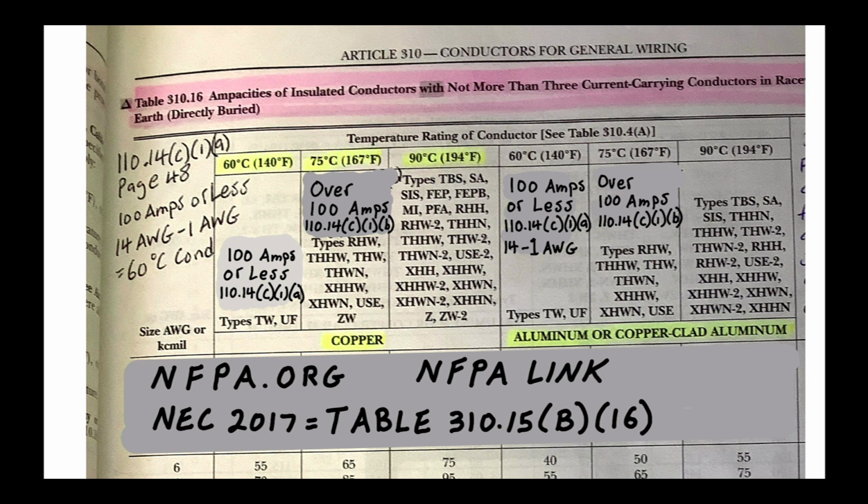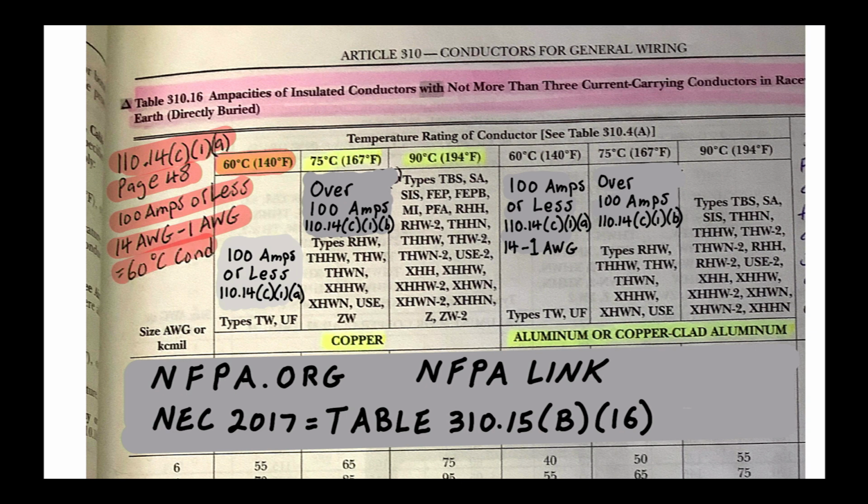All right, so you can see I have a lot of scribble in here. Let's take a look at my scribble. I have some notes here. I'm reminding myself that for the 60 degrees C column, I'm going to look at 110.14(C)(1)(a). That's on page 48 in my code book. That's 100 amps or less, and another condition is 14 AWG through 1 AWG. Then I'm going to be using that 60 degrees C.